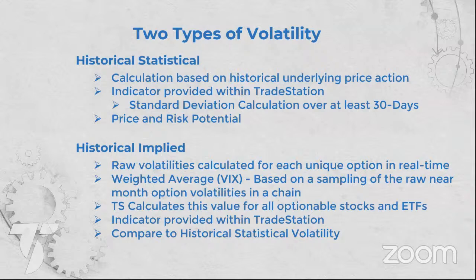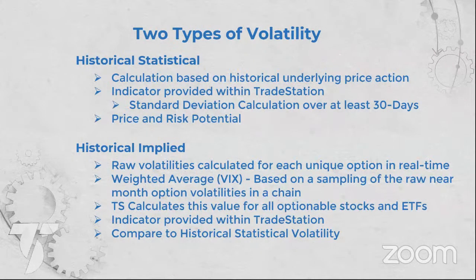But we can also compare that implied volatility for each stock to its historical statistical volatility, which we just talked about. So we can look at the price potential using statistical volatility and compare it to implied volatility. And remember that implied volatility is the price of the options, right? We're getting that from the options. So if implied volatility is higher than the statistical volatility, then that's telling us that the options are a bit overpriced compared to the price potential of that underlying asset.